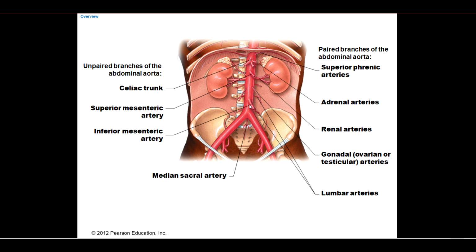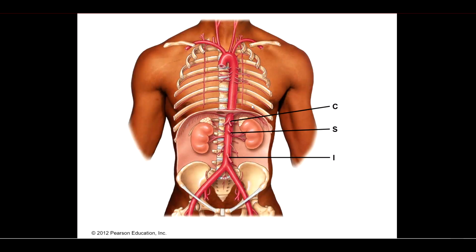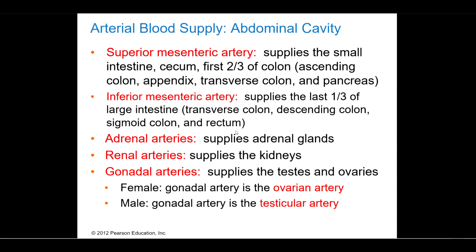This blood vessel here, oh, let me go back to this one over here. This blood vessel here is the inferior mesenteric. This is going to do the rest of the colon, descending colon, the rest of the transverse colon, the sigmoid colon, the rectum, that type of thing, right?